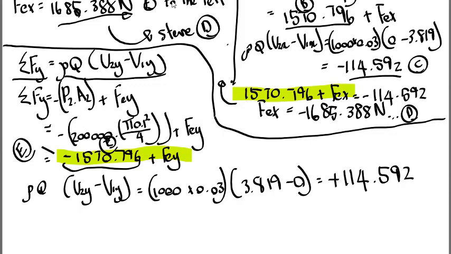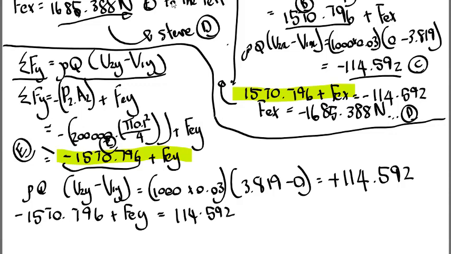Okay, so now we can write out the equation because we've got both sides, the left hand side and the right hand side. Let's do it the right way. Negative 1570.796 plus FEY, so that's my left hand side of the equation, is equal to the right hand side, which is 114.592. Okay, so now we can solve for FEY.